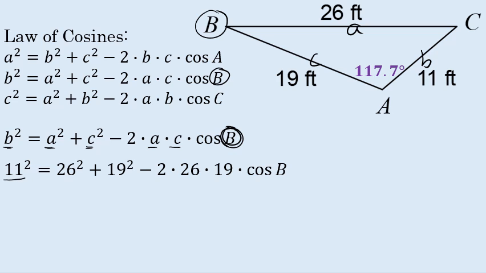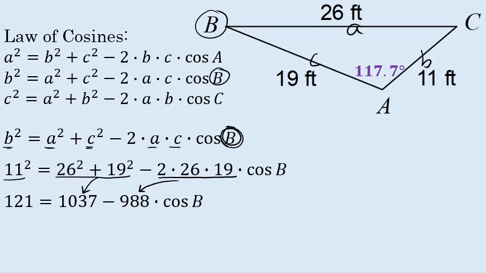11 squared is 121. I can do 26 squared plus 19 squared and add those together, and that sum is 1037. And then the product of 2, 26, and 19 is 988. The steps that I'll use to solve for angle B here are very similar, really the same steps that I used when finding angle A. Next, I'll subtract 1037 from both sides of the equation. 121 minus 1037 is going to be a negative number, negative 916, and that's equal to the negative 988 times the cosine of angle B.